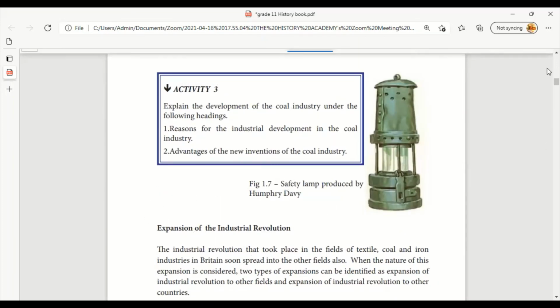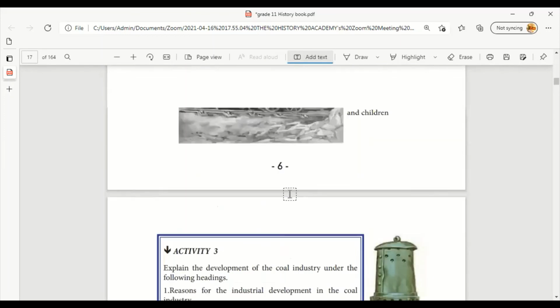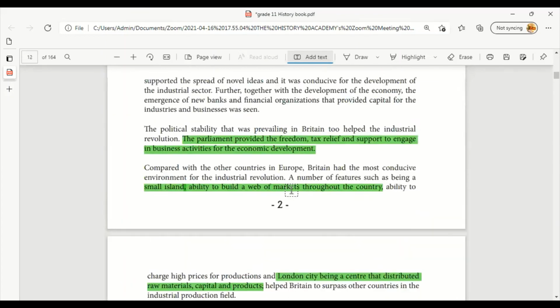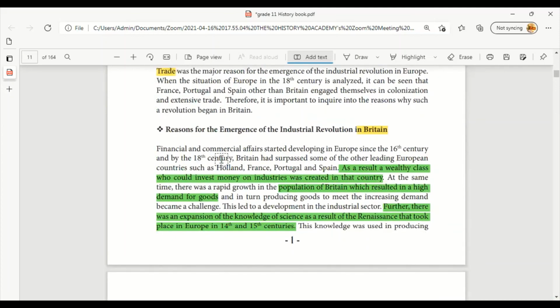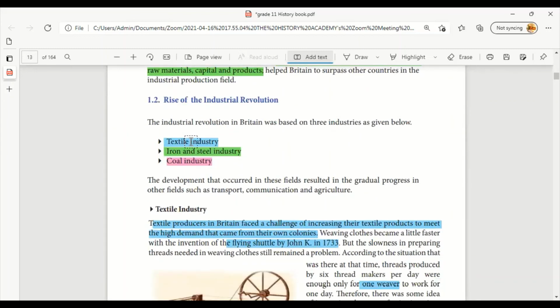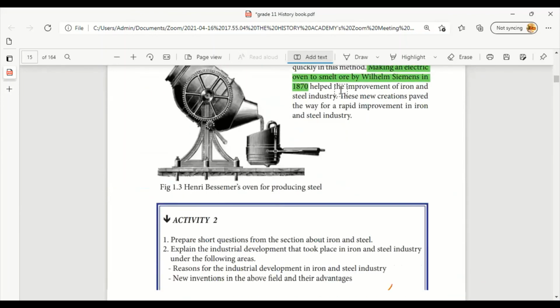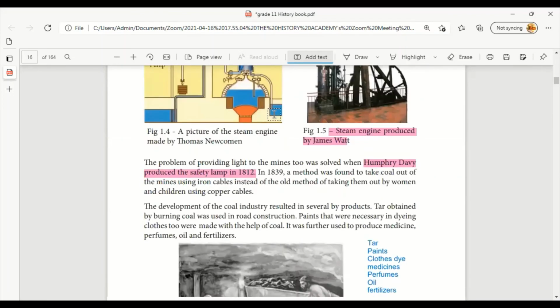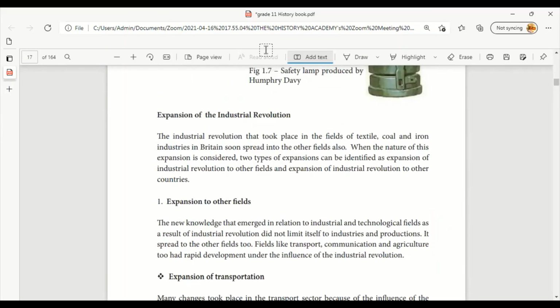In the next video, let's study the expansion of the industrial revolution to other fields and other countries, right? Today in this video, we explained the background for the industrial revolution, the reasons for its emergence in Britain, and the key primary industries it was based on: textile, iron and steel, and coal. There were many inventions, so you have to remember these inventions as well as the inventors. Hope you all understood this. On the next day, let's start the expansion of the industrial revolution.